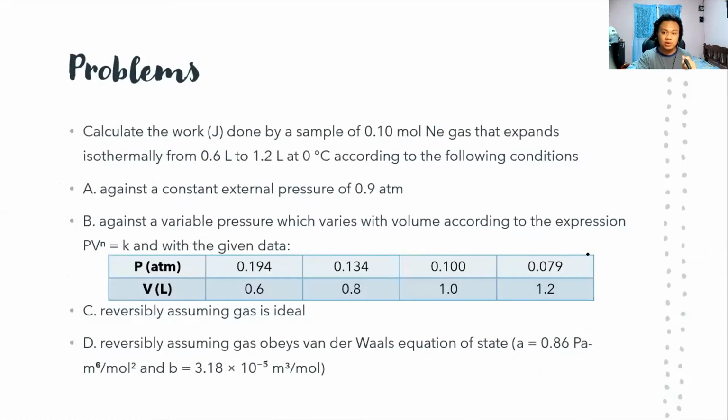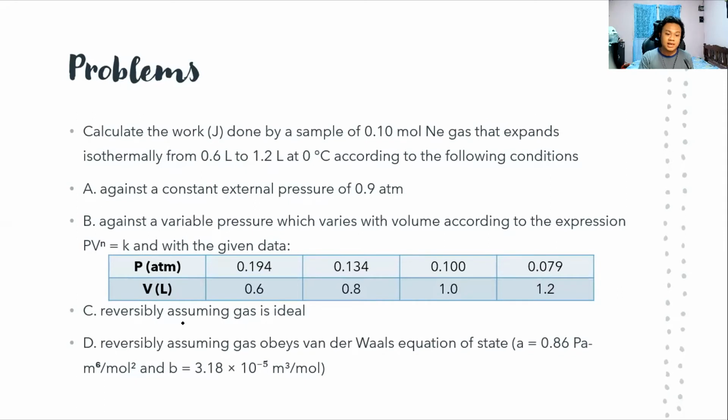And then we will solve the fourth problem. So it's a four-part, diba? Four-part problem. So we have to calculate the work done by a sample of 0.10 mol neon gas that expands isothermally from 0.6 to 1.2 liters at 0 degrees Celsius according to the following conditions. So we have a constant external pressure of 0.9 atm against variable pressure which varies with volume according to the expression PV to the n equals K. K is actually a constant with the given data, so we can use that later.